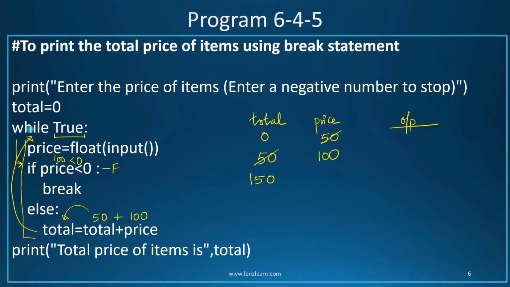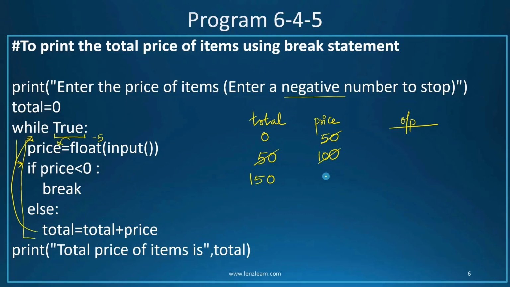Now the control will go back to while. Now while is true, the control will come inside. Now assume that you have to stop the program. So I will enter a negative number as the price. So I will enter minus 5. So that will be stored into price.